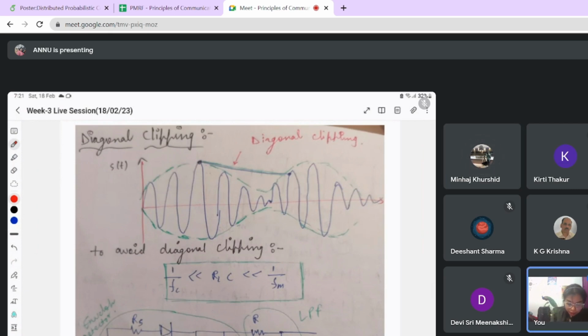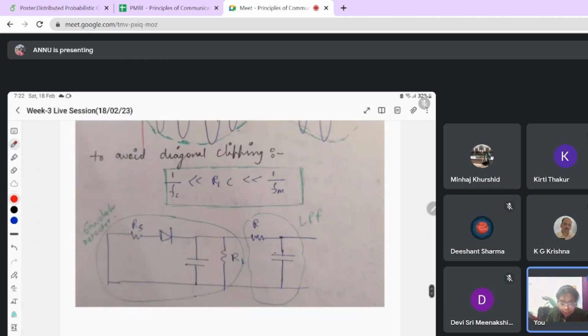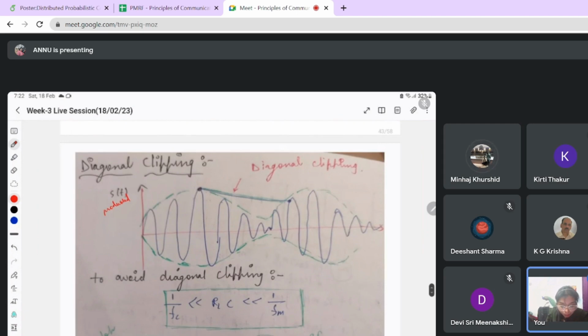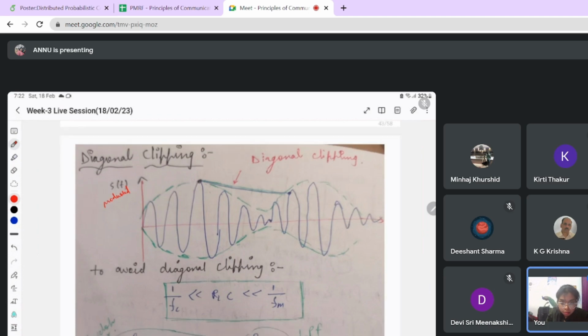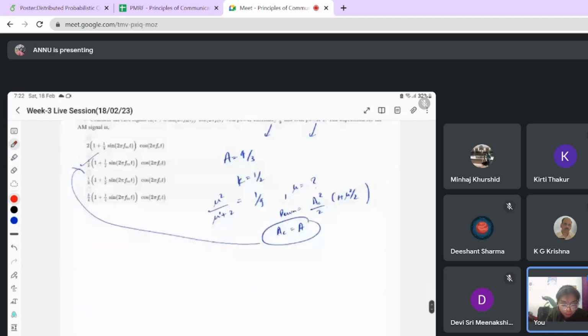So this was one. It is diagonal clipping. Here it is a modulated signal. How are you doing the demodulation? You are just passing it through the envelope detector: R_S, diode, then C and R_L, and again it is a low pass filter. This is the envelope detector, so you are detecting the peak of that. It should be the magnitude of this AM modulated signal. This process is called diagonal clipping. So the answer should be B.